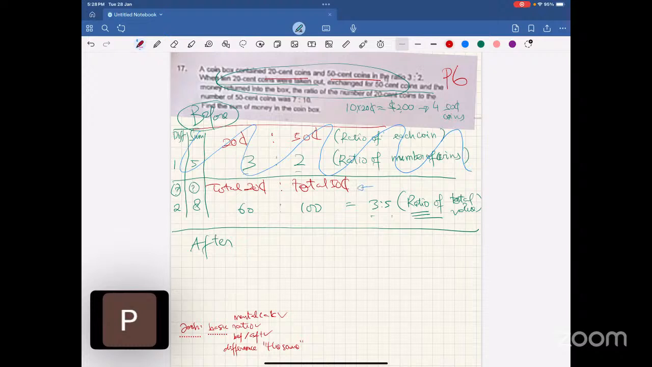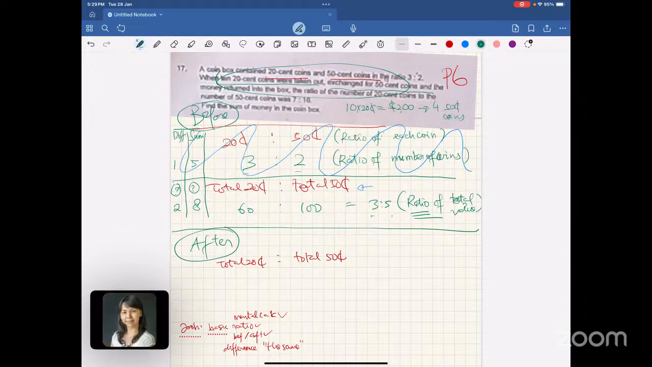Now, the after one, we also talk about the total 20 cent and the total 50 cent. Can you do the ratio for me after the exchange? Total 20 cent, ratio total 50 cent, what is it? 7 to 10. No, but why not? That's the coin ratio. We talk about the total ratio. If you don't know how to do it, this is the time I show you. Let's agree first, it is not the 7 to 10. That's just the coin ratio. Can we accept that?